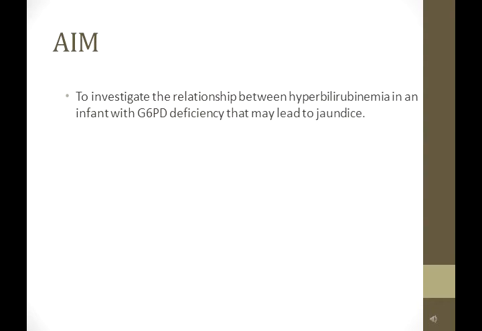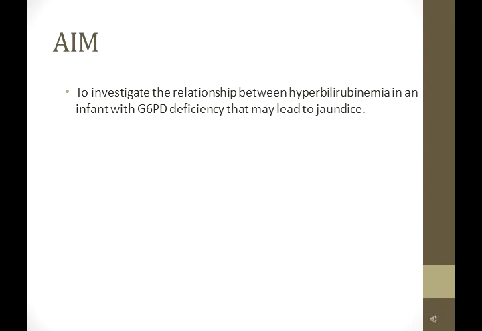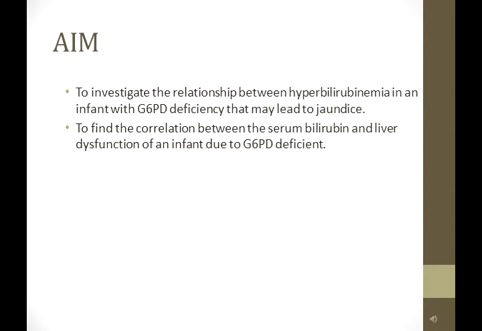Okay, firstly, let's start with the aim for this case study. The aim is to investigate the relationship between hyperbilirubinemia in an infant with G6PD deficiency that may lead to jaundice. The next aim is to find the correlation between the serum bilirubin and liver dysfunction of an infant due to G6PD deficiency. So here, our target is to understand the meaning of hyperbilirubinemia, G6PD deficiency, and also serum bilirubin.